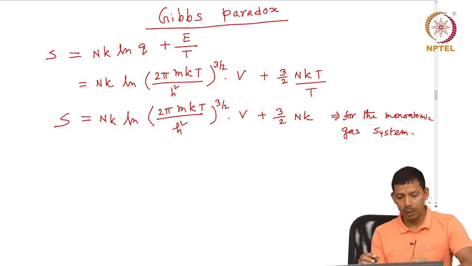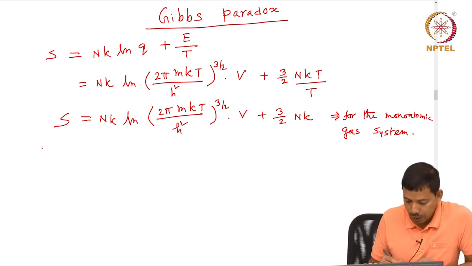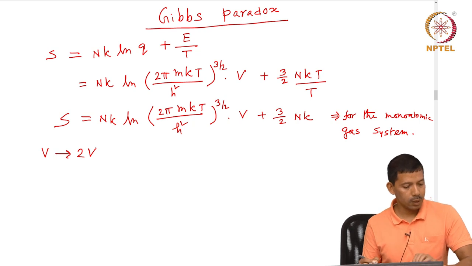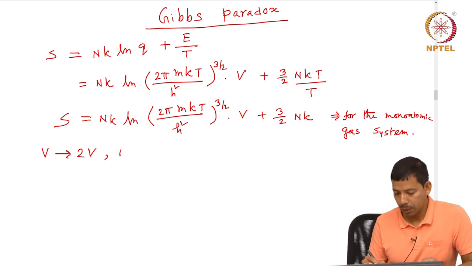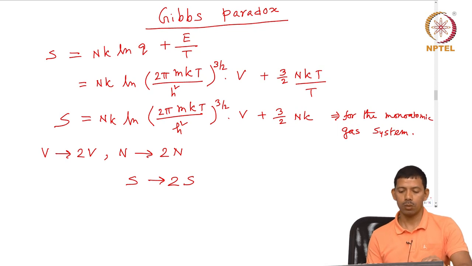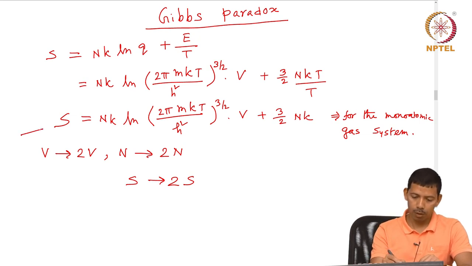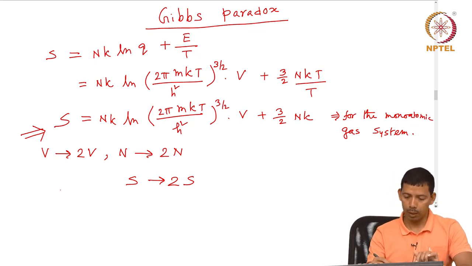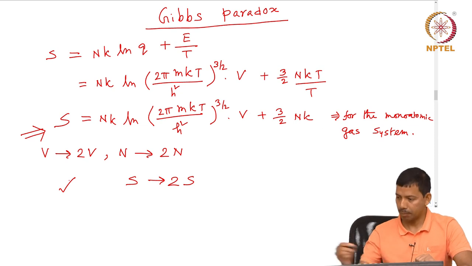So, if I increase the volume of the system to 2V, and if I increase the number of particles of the system from n to 2n, my entropy S should reach 2S, right. So, since entropy is an extensive quantity, let us see whether this expression of entropy, what we get for the monatomic gas system, is holding this or it is breaking.